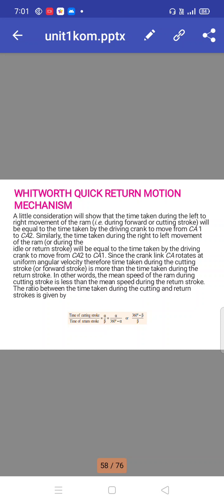The ratio between the time taken during the cutting and the return stroke is given by time of cutting stroke divided by time of return stroke, equal to alpha divided by beta. That is equal to alpha divided by beta, which is equal to 360 minus beta divided by beta, or (360 minus beta) over beta.